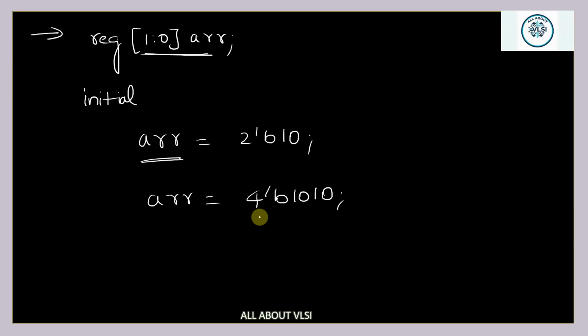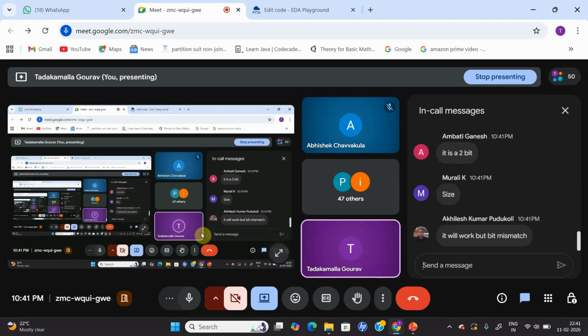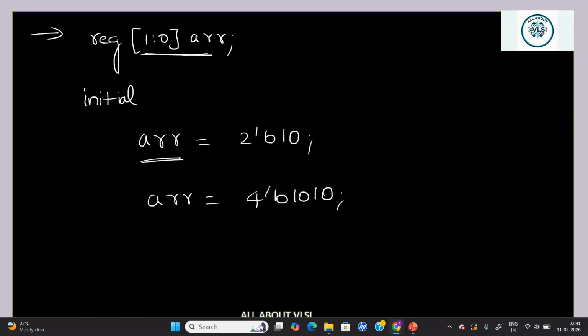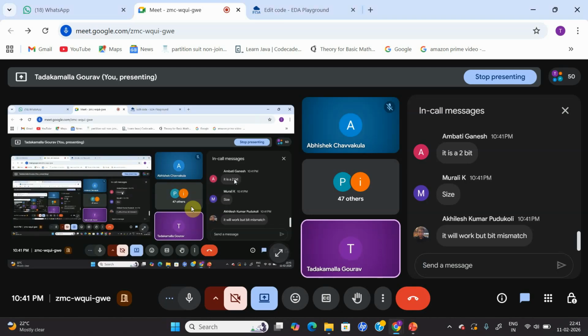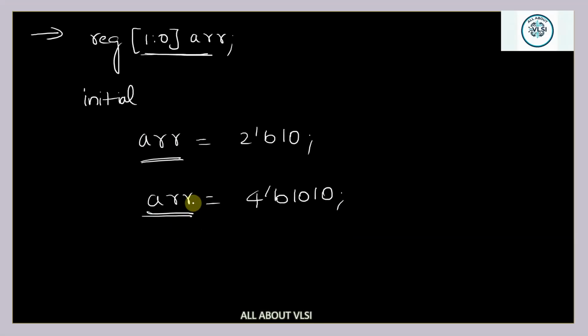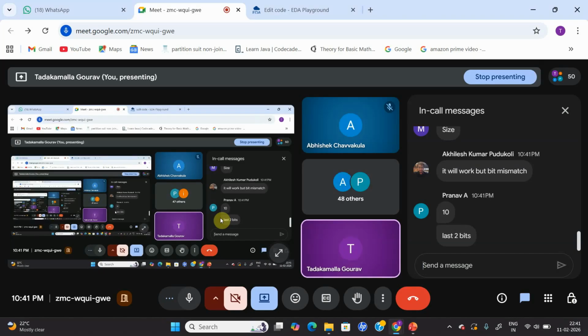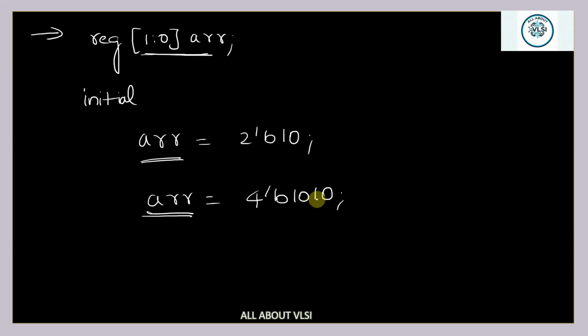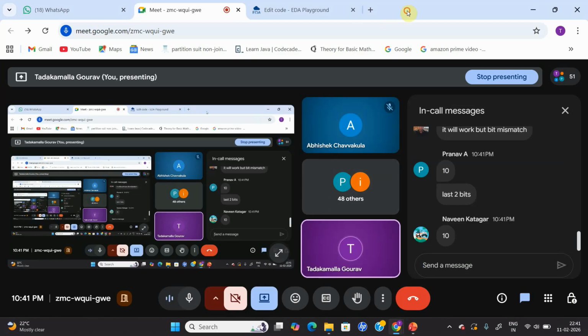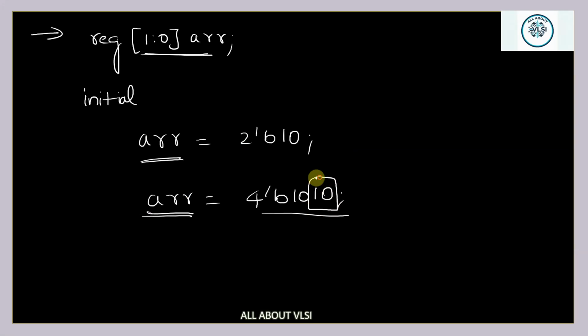First of all, this code is going to work. Now, if it is going to work, then what will be the value of this ARR if we display it? Is it going to be 1010? Exactly, the upper two bits will be truncated, right? So the extra two bits will be truncated and the remaining bits will be stored inside this ARR.